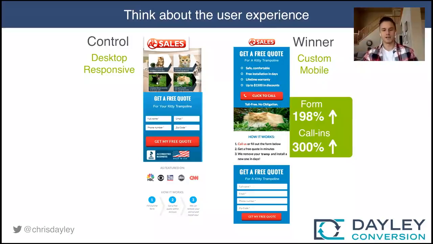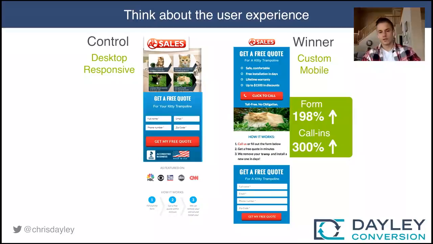So this is a mobile test that we ran for a client. You can see that our control is our desktop responsive version. And so we took what was on the desktop site, we shrunk it down. So the desktop site had 4 images, and so we had those same 4 images. The desktop site had that form. So there was a click to call button that was way down on the control page, way down the page, but it was kind of an afterthought.